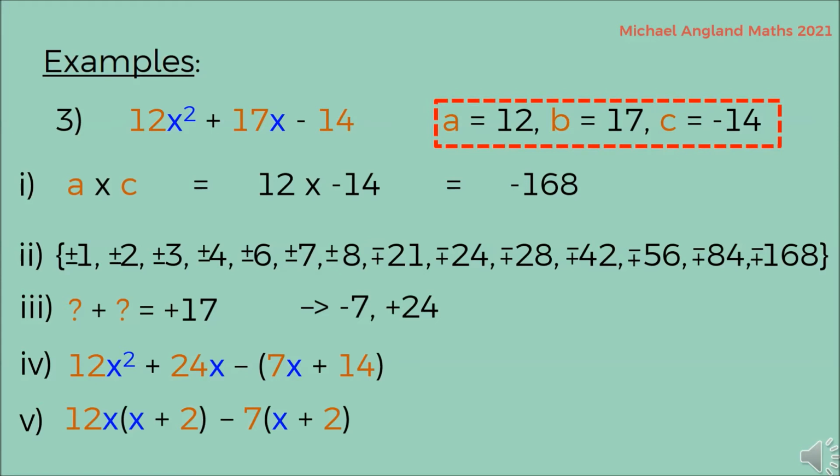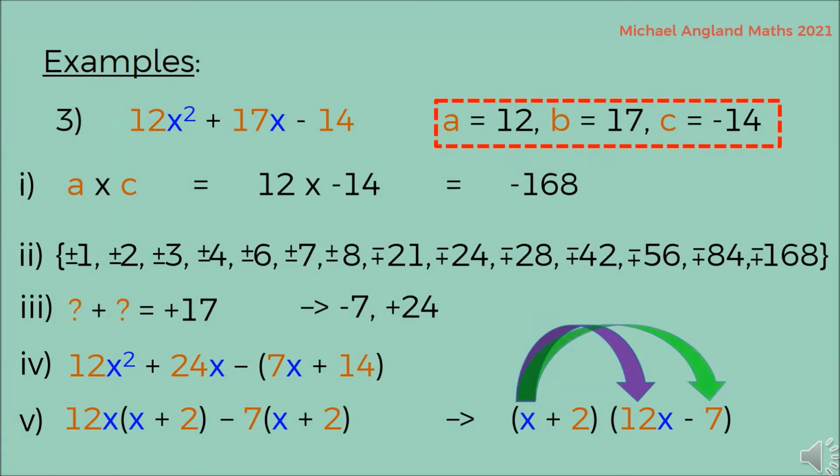Then we notice that what's common to both of those is x plus 2. So we have x plus 2 into 12x minus 7. And then reconstituting that using our acronym FOIL, the first two terms, x times 12x, gives 12x squared. The outer terms, x times minus 7 is minus 7x. The inner two terms is 2 times 12x, 24x. Adding those, 24x minus 7x is plus 17x, which gives the middle term. And finally, the last two terms, plus 2 times minus 7 is minus 14, which gives the third and final term.